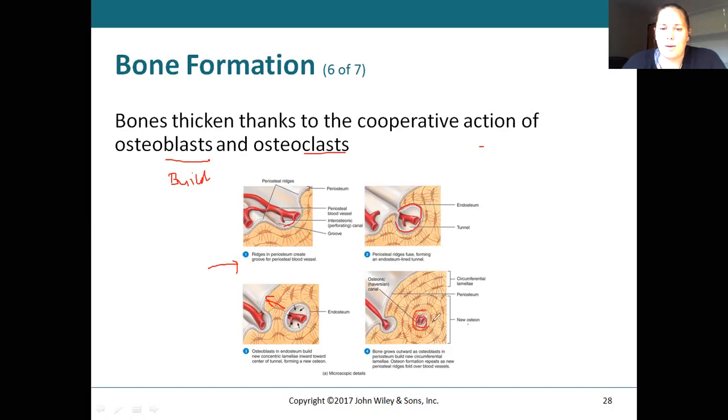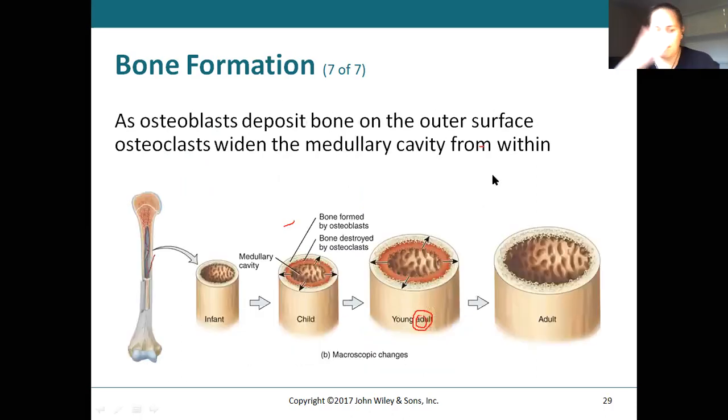So remember when I was labeling those images, one thing that you need to know is what an osteon is, what the periosteum is, and so forth. So I'm trying to keep it as straightforward as possible. Osteoblasts are going to build and create that material, and osteoclasts are going to destroy. Now, the next image is probably a much better image to show for that.